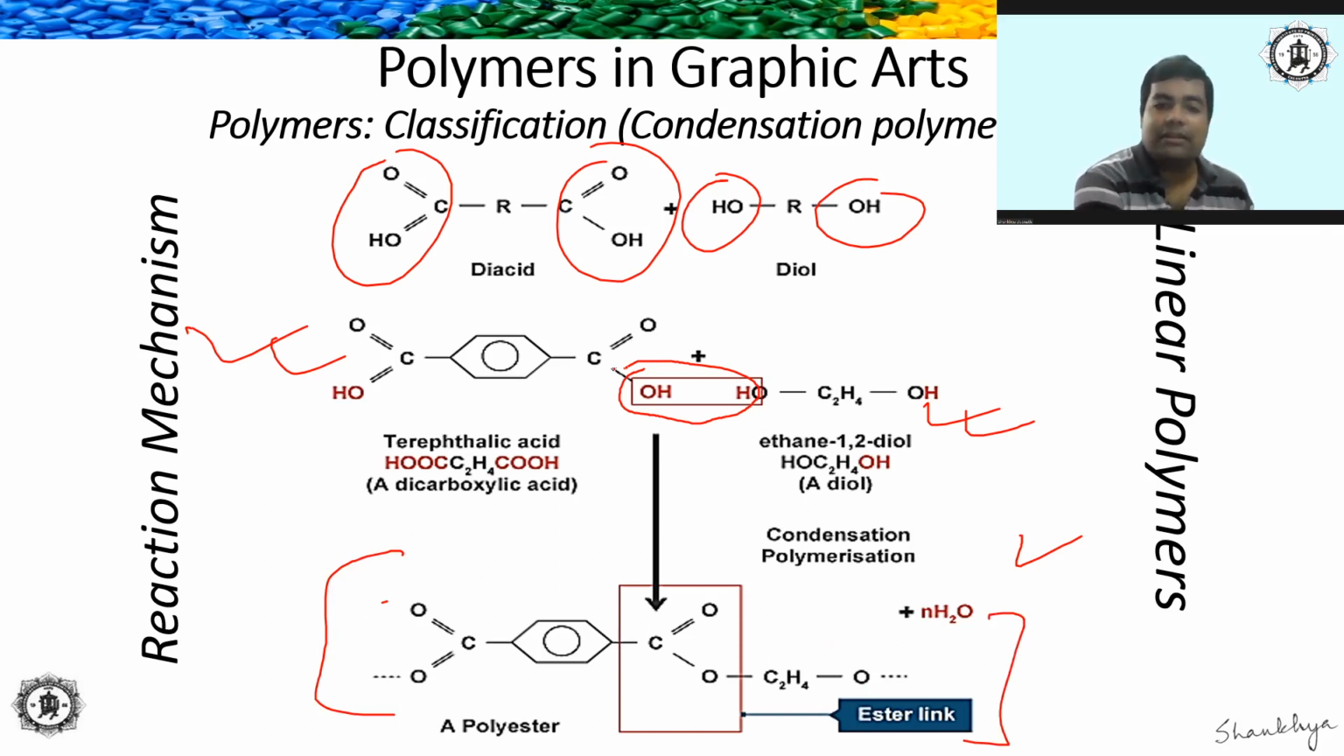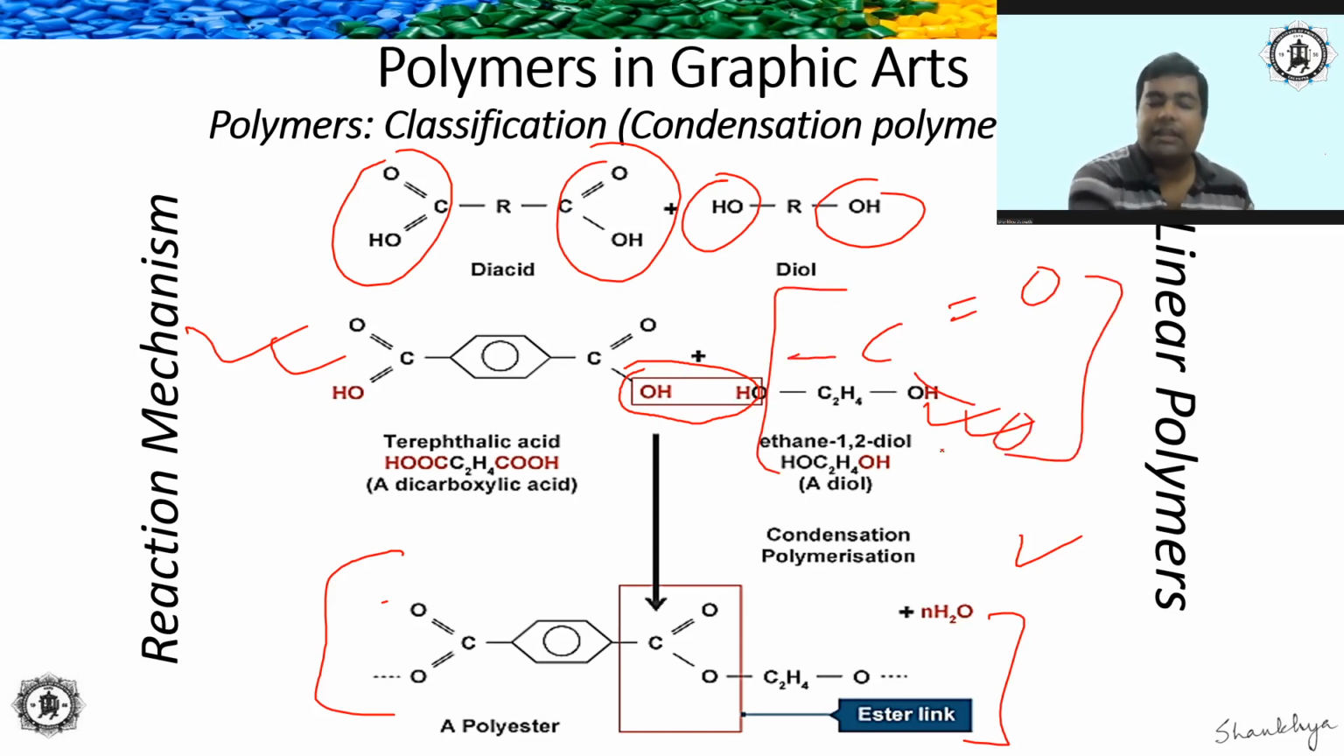What type of polymeric link? See, if here OH and H are removed, then what will be the polymeric unit? A polymeric link. What type of functional group is this? COO. This is an ester functional group. That is why this is known as esterification. This particular reaction is known as esterification.